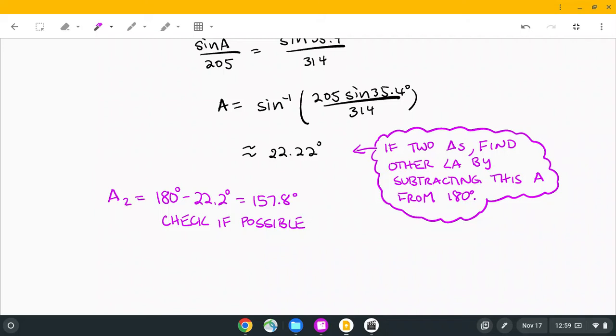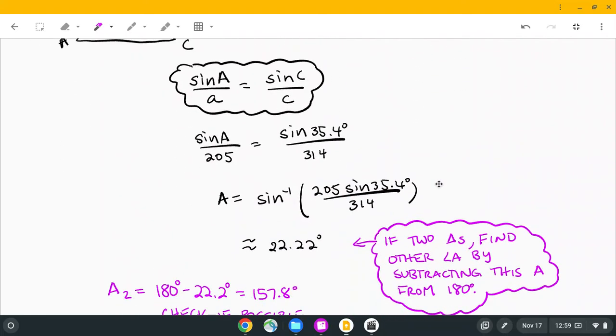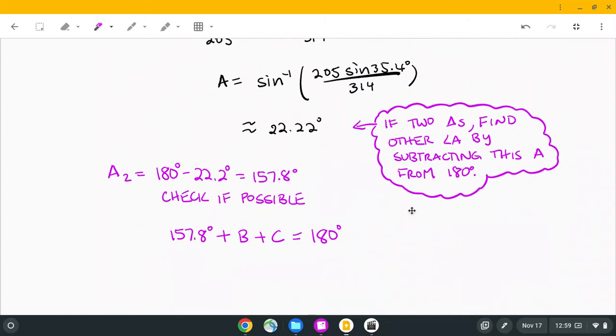So if A2 is 157.8, then plus my other two angles, I should get 180, right? Well, let's see. What are we given? We're given angle C is 35.4. If I put 35.4 here, I already exceed 180, right? 157 plus 35.4 exceeds 180. There's no room for an angle B.